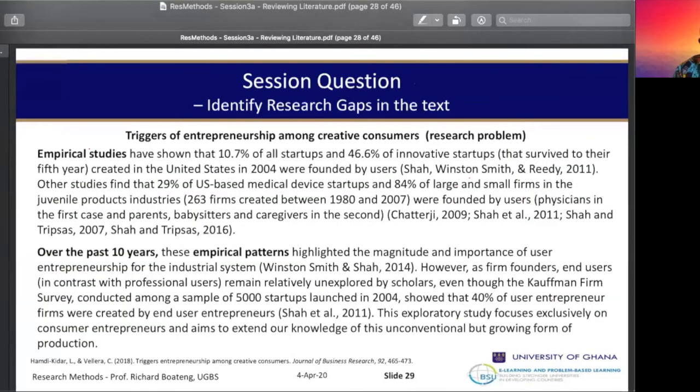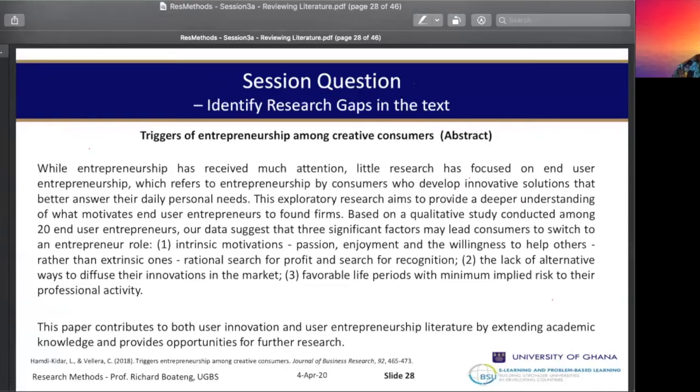So let's look at this example. This paper is on triggers of entrepreneurship among creative consumers, published in the Journal of Business Research, volume 92. And I'm reading from the abstract because this is quite interesting. For the first time, I've seen the person try to discuss the gap right from the abstract without even going to the introduction. So the gap was mentioned in the abstract and re-echoed in the introduction. So look at this. Let's read the first sentence.